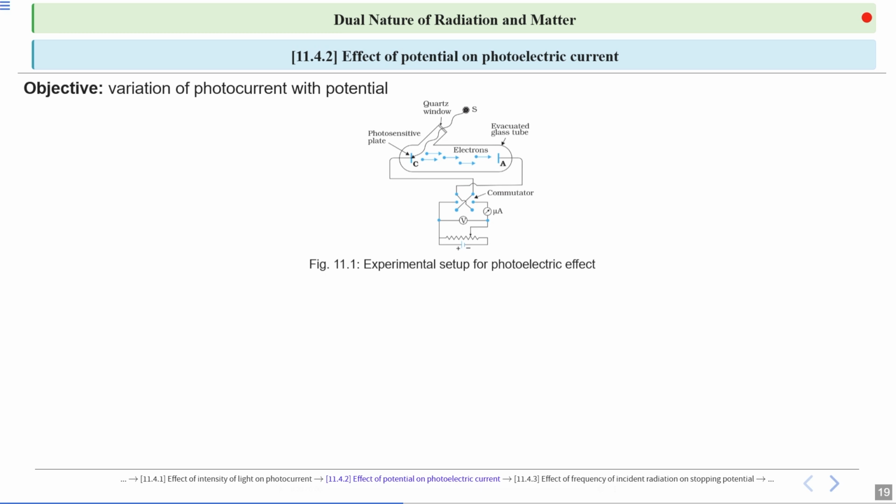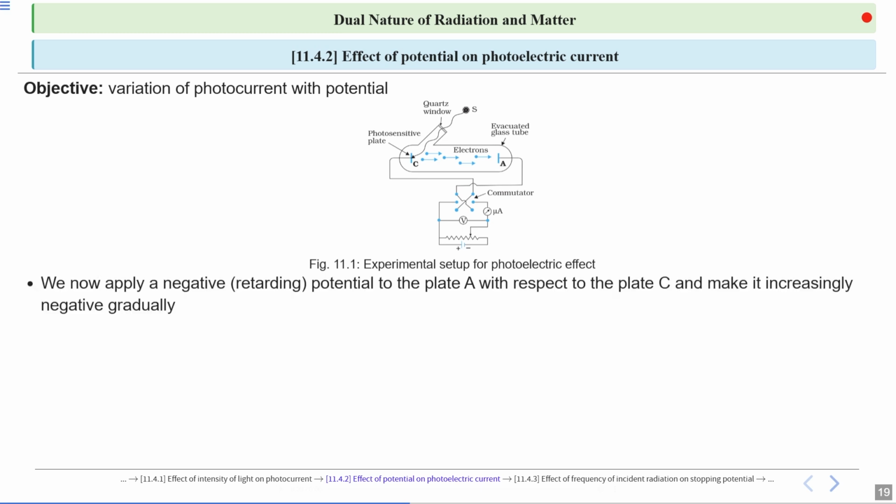Now, what happens when we apply a negative or retarding potential to plate A compared to plate C? This means we are making it harder for the electrons to reach plate A by increasing the negative voltage step by step. As we do this, fewer electrons have enough energy to overcome the opposing voltage. So the photocurrent starts to decrease.